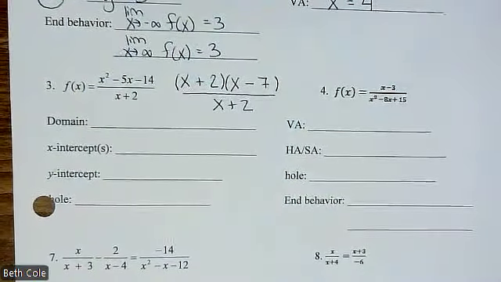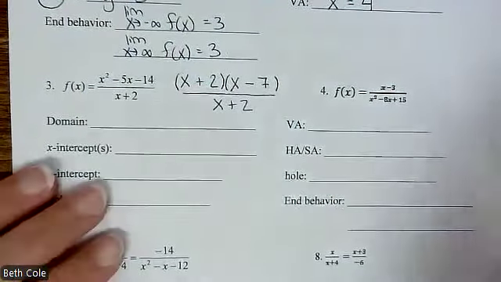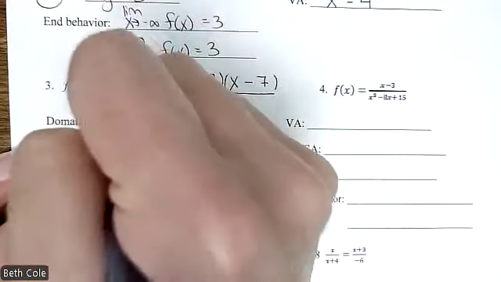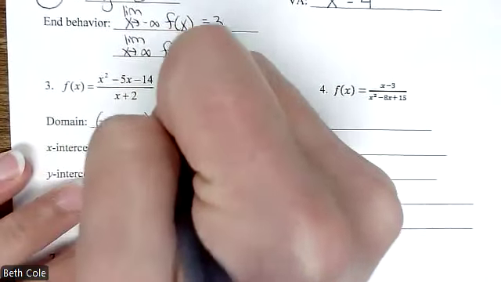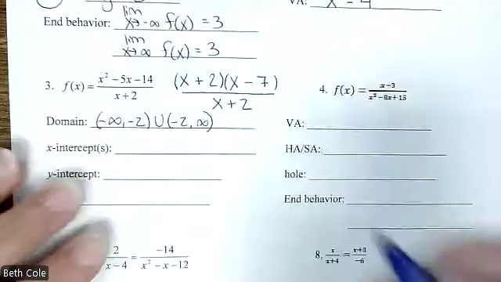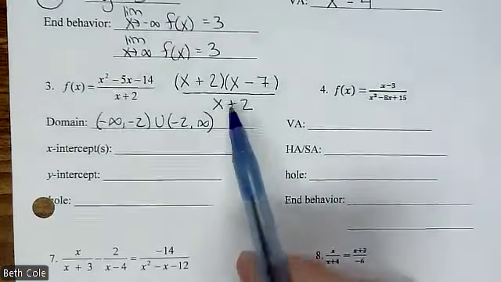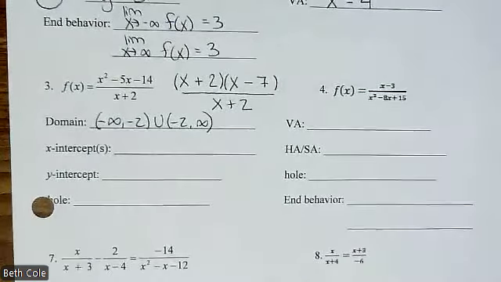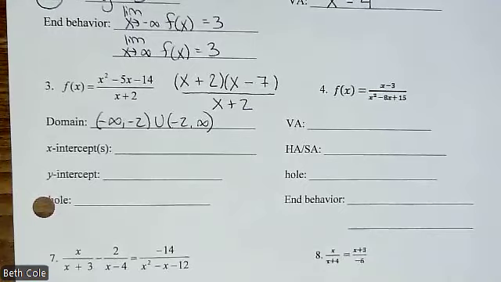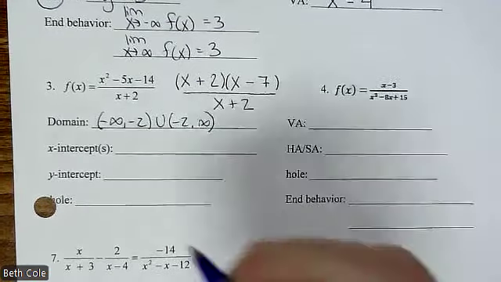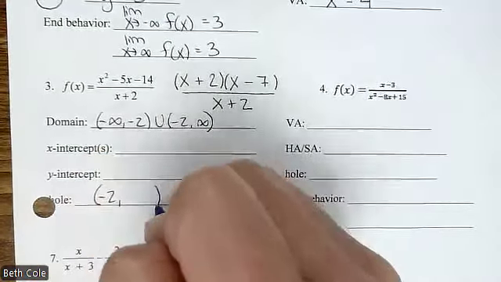So who is your troublemaker that is getting kicked out of the domain? -2. You only have one troublemaker, and it's -2. Boot him out, because it's what makes it 0. -2 plus 2 will give you 0. It's whatever makes the denominator 0, because you're not allowed to divide by 0. It's not a thing. All right, so -2 is going to become the hole.